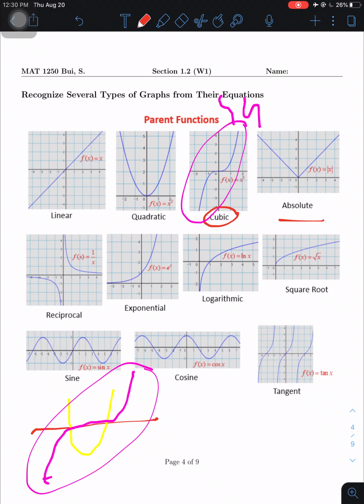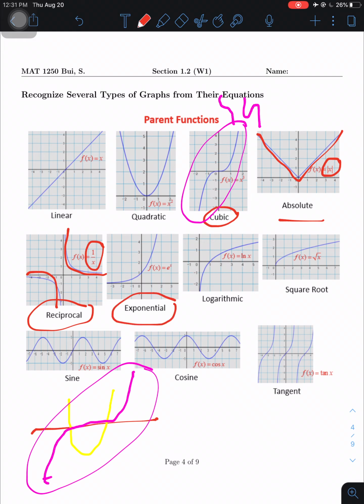Okay, and other functions you could see in this class: absolute value, where you have a v shape like this, and the symbol for it is the 2 bars with the function or equation in between the 2 bars. Or a typical equation, 1 over x, and the graph of it would be like 2 arcs, opposite to each other.